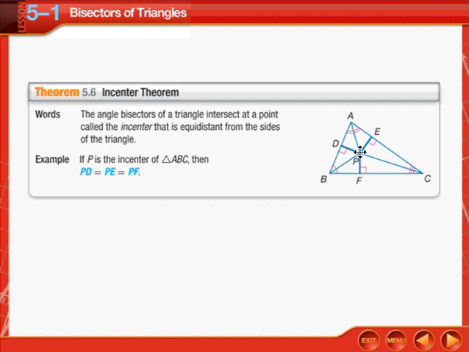The distance from point P to each side is the length of that perpendicular segment. So that means if P is the incenter, then segment PD, segment PE, and segment PF must all be congruent to each other, or equal in length.